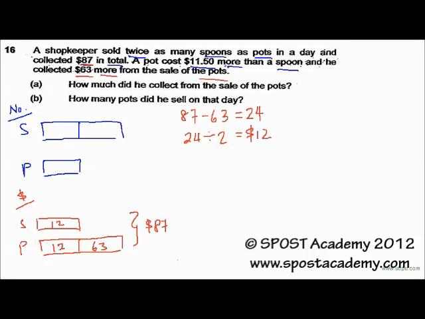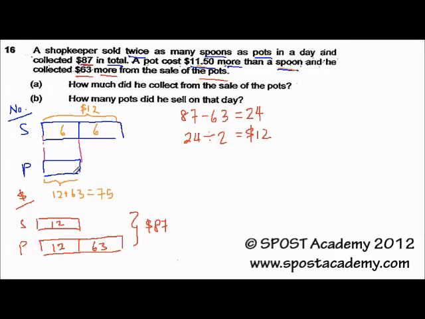We also know that a pot costs $11.50 more than a spoon. So the total amount spent on the spoon is $12, while the total amount spent on the pots is 12 plus 63, which equals $75. If we were to divide up the amount of money that's spent on 1 unit, this would be 6 and 6.